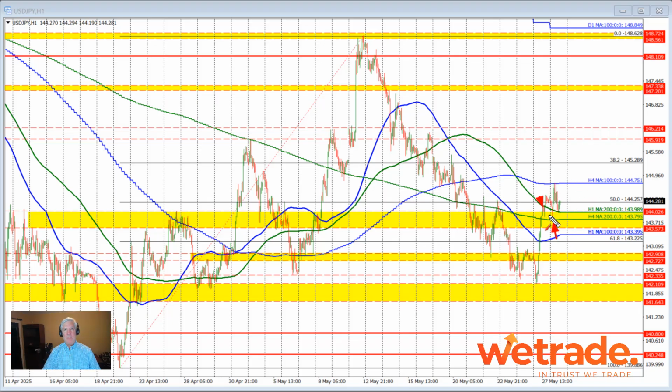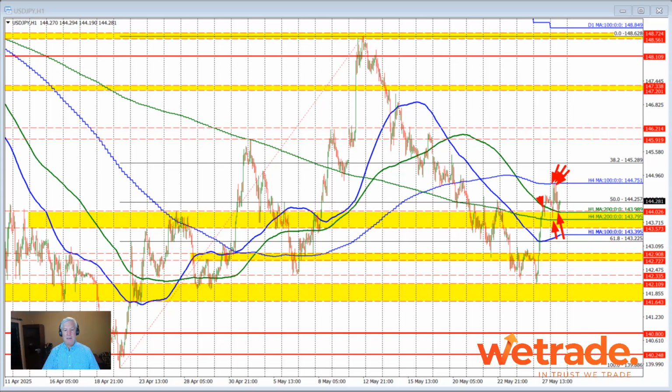As you can see, the move back to the upside took the price right up to the 100-bar moving average on the 4-hour chart. Not once, not twice, but three separate times. The market sold off, sold off, sold off. The last move, finally, third was a charm, took the price back down to the 200-hour moving average, where we've so far found support at 143.989.